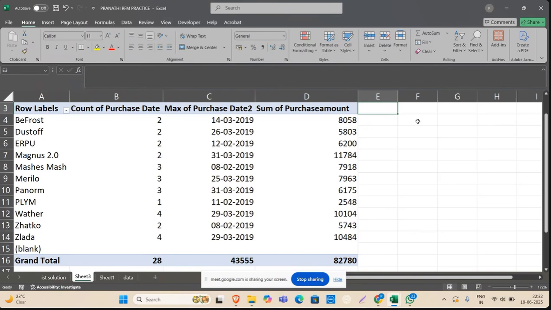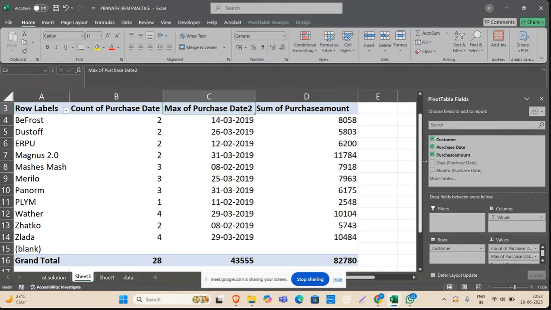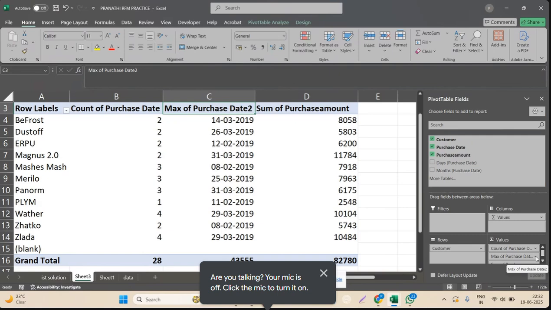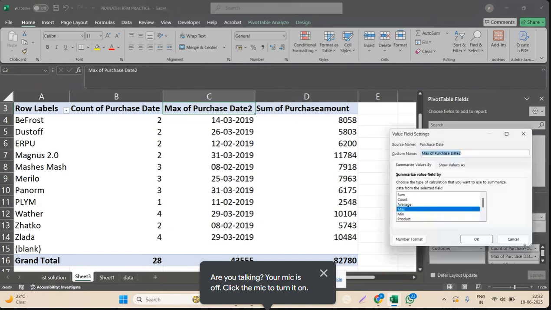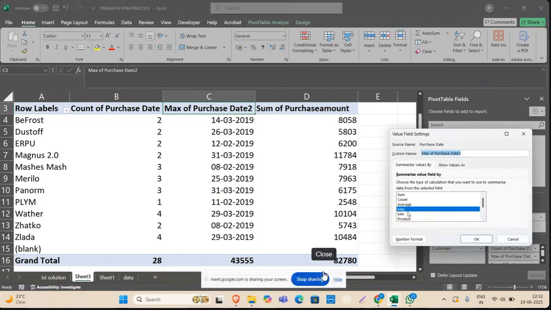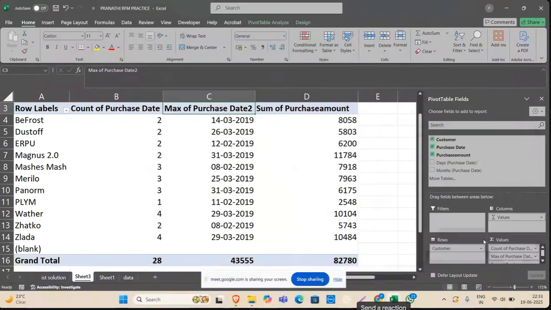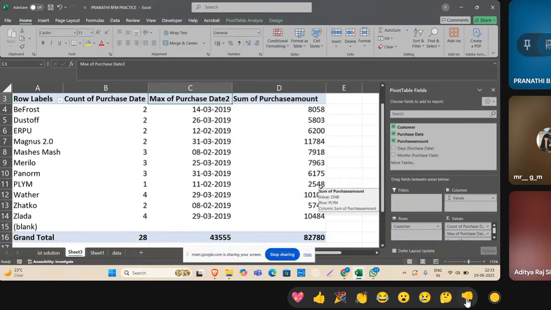How do I get this maximum purchase date? Go to value field settings. If I click this arrow mark, I get the value field settings, and I can change this to whatever I want. Here I have selected maximum.